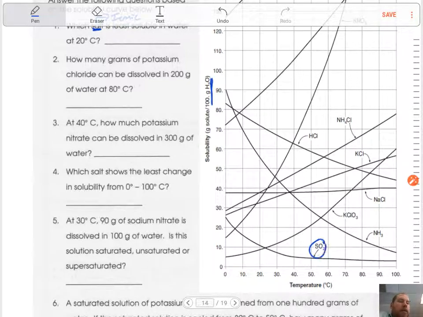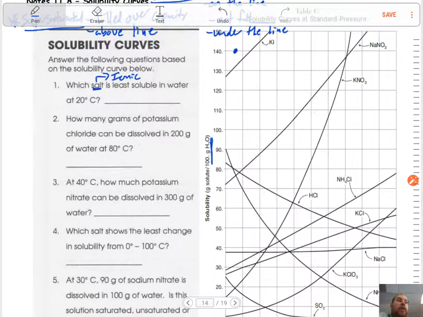So be careful, because not all of these are ionic compounds in here. Notice how we've got SO2. Oh, we've got NH3. Those are not ionic compounds. HCl, not an ionic compound. So keep that in mind as you go through and answer some of these questions. That's how they'll try to trip you up.